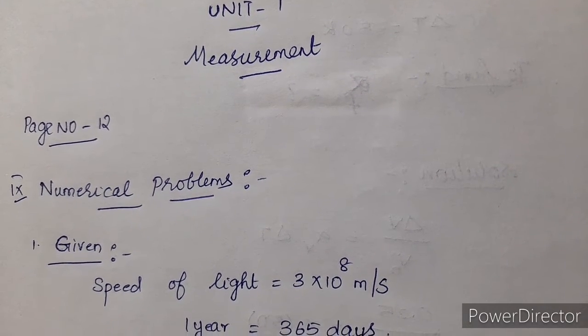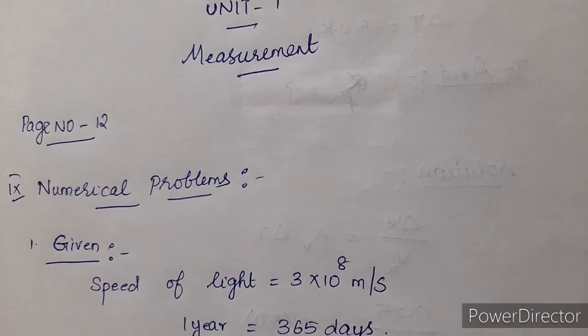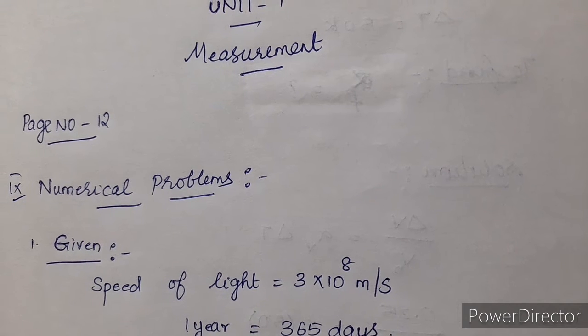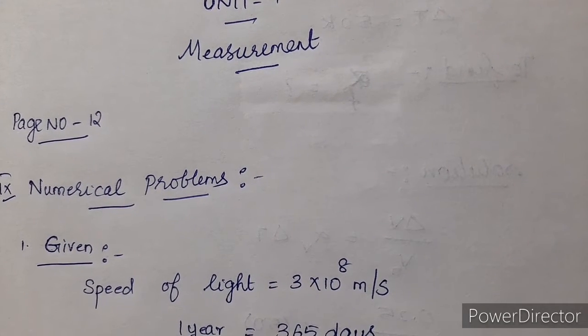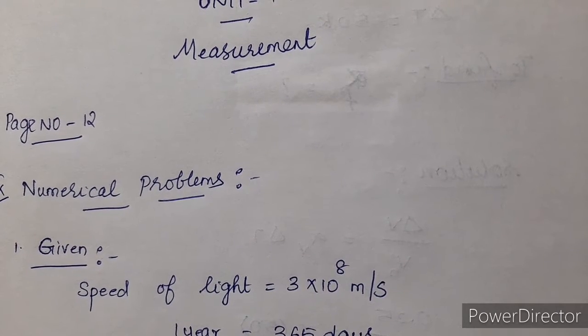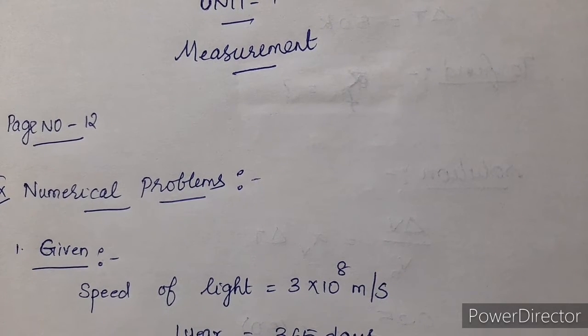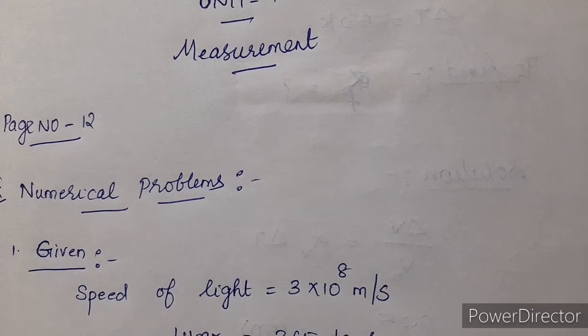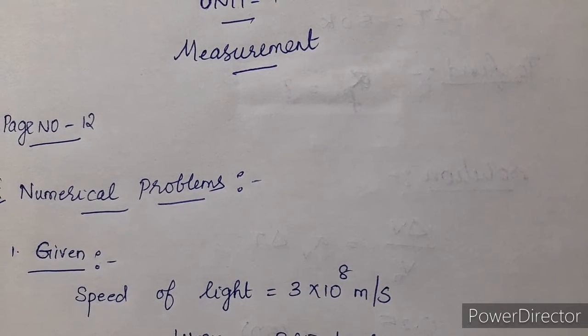Let me read the question. Enian and Erilin argue about the light year. Enian tells that it is 9.48 into 10 to the power of 15 meter, and Erilin argues that it is 9.46 into 10 to the power of 12 kilometer. Who is right? Justify your answer.